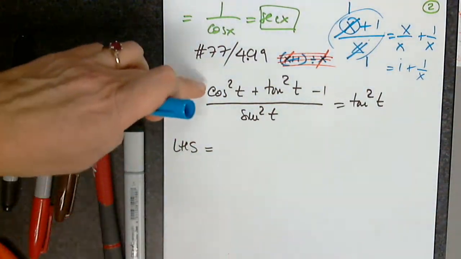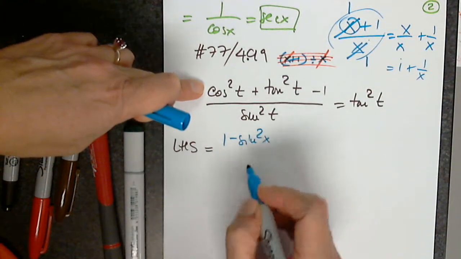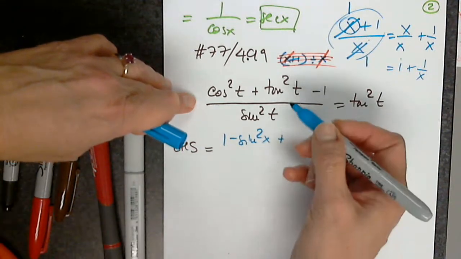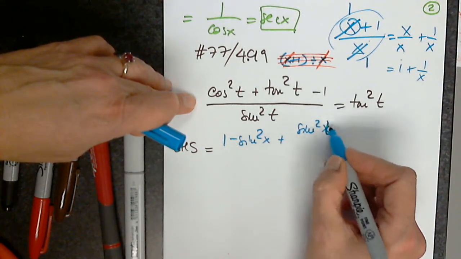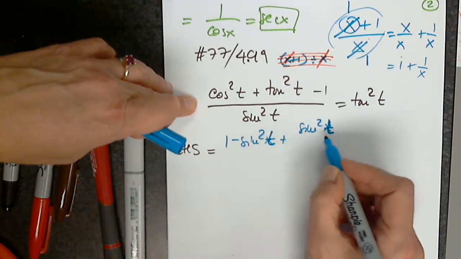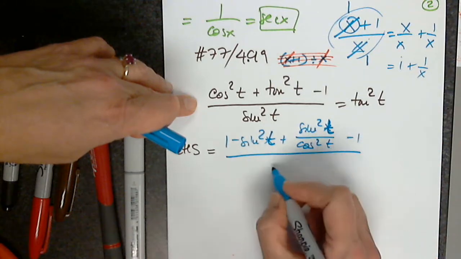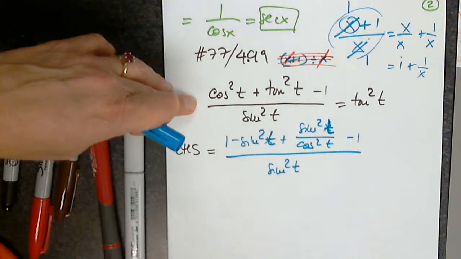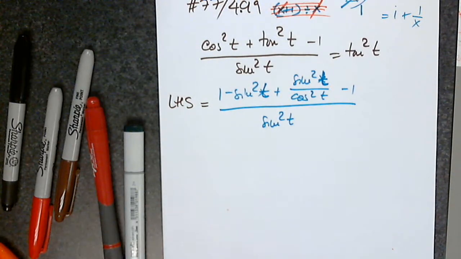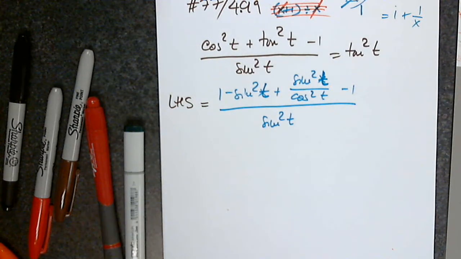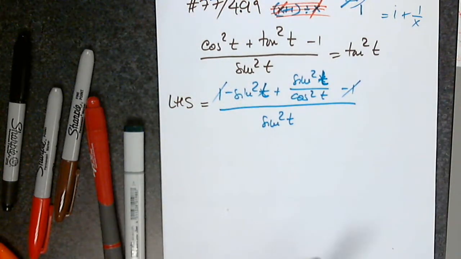This is what I was going to try to start with. I will change this into 1 minus sine squared. I will still change tangent squared into sine squared, it's t, not x, I'm sorry, divided by cosine squared, and see what happens. And everything divided by sine squared. As you said, the positive 1 with the negative 1 will go away.